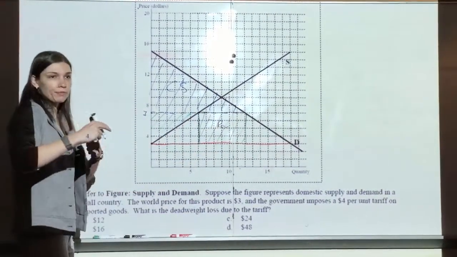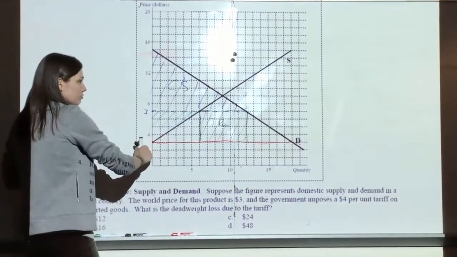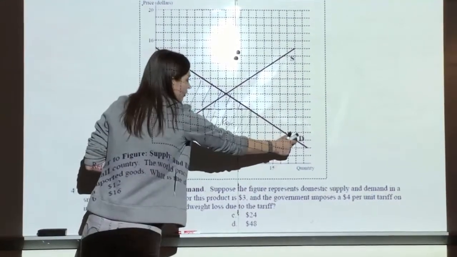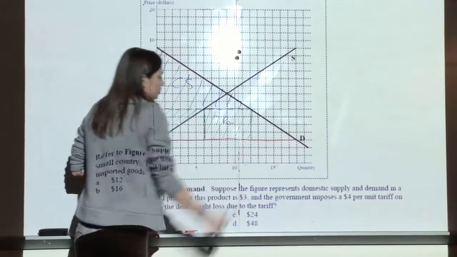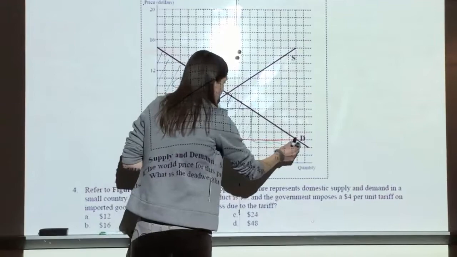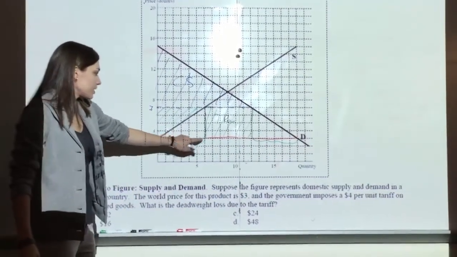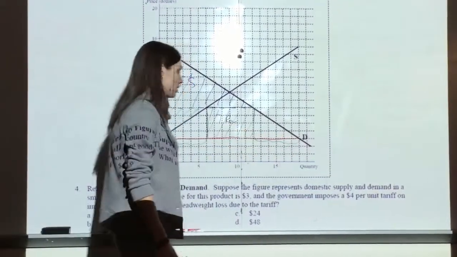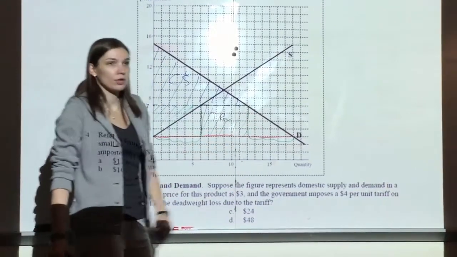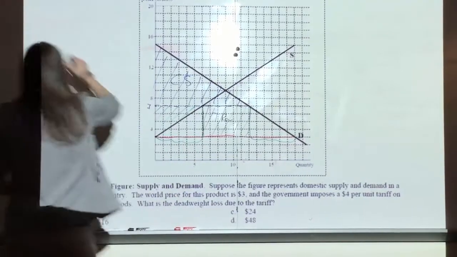This is the amount of the tariff. And then the other side is basically the difference between quantity supplied without the tariff and quantity supplied with the tariff, and quantity demanded without and quantity demanded with. But we can just count it in this case, we don't need to calculate. Those are actually identical triangles, right? So this is 1, 2, 3, 4, 5, 6, and this is 6 as well. So we have 6 times 4 divided by 2 plus 6 times 4 divided by 2. 24. So deadweight loss.